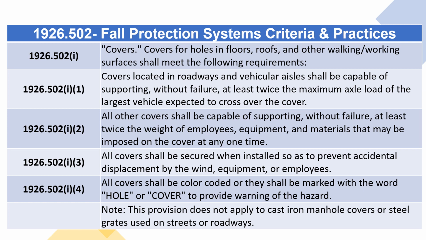1926.502(i) Covers. Covers for holes in floors, roofs, and other walking/working surfaces shall meet the following requirements. 1926.502(i)(1) through (i)(4). Covers located in roadways and vehicular aisles shall be capable of supporting, without failure, at least twice the maximum axle load of the largest vehicle expected to cross over the cover. All other covers shall be capable of supporting, without failure, at least twice the weight of employees, equipment, and materials that may be imposed on the cover at any one time.